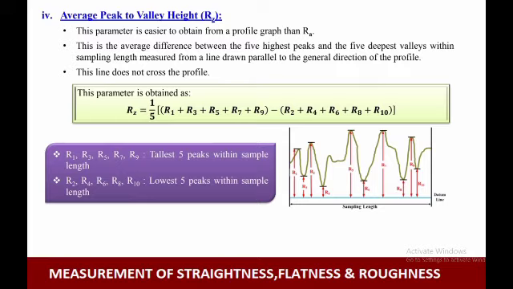If you see the figure, it has the 5 tallest peaks R1, R3, R5, R7 and R9, whereas it has the 5 deepest valleys such as R2, R4, R6, R8 and R10. Now to calculate the average peak, we have the formula Rz is equal to 1/5 in brackets (R1 plus R3 plus R5 plus R7 plus R9, which are the tallest peaks) minus (R2 plus R4 plus R6 plus R8 plus R10, which are the 5 deepest valleys).